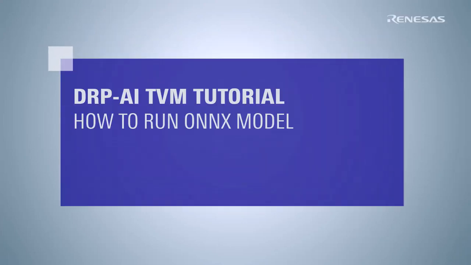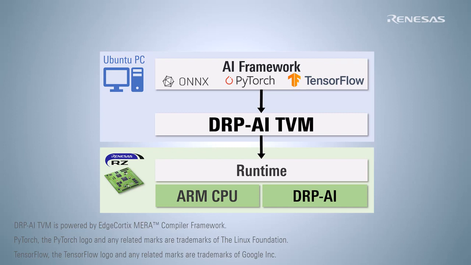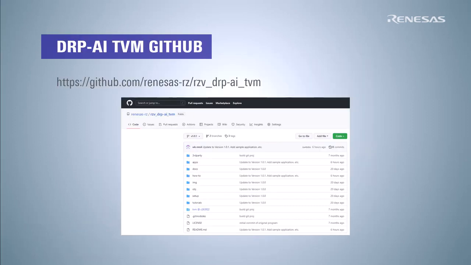This video demonstrates how to use DRP-AI TVM with an ONNX AI model. Using DRP-AI TVM, you can run AI inference on the RZV series, which is provided by Renesas. It supports various AI frameworks. In this tutorial, we will use the ONNX format for the AI model. DRP-AI TVM is provided on GitHub, and anyone can use it.